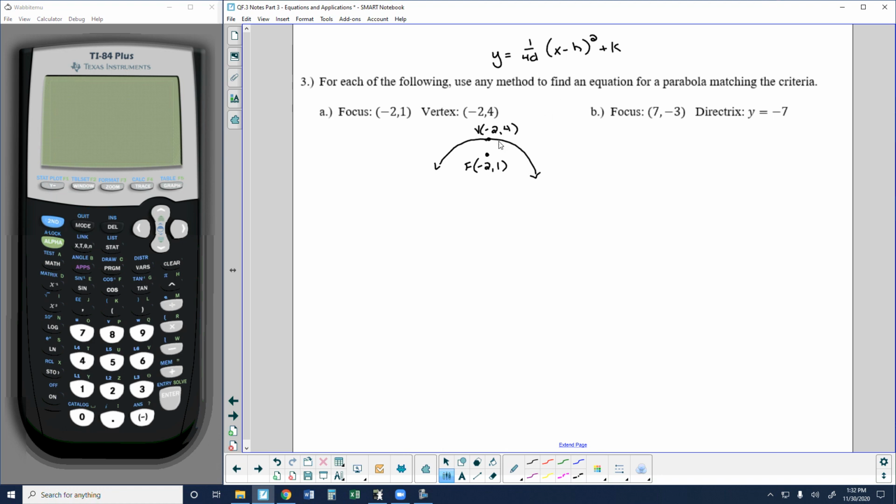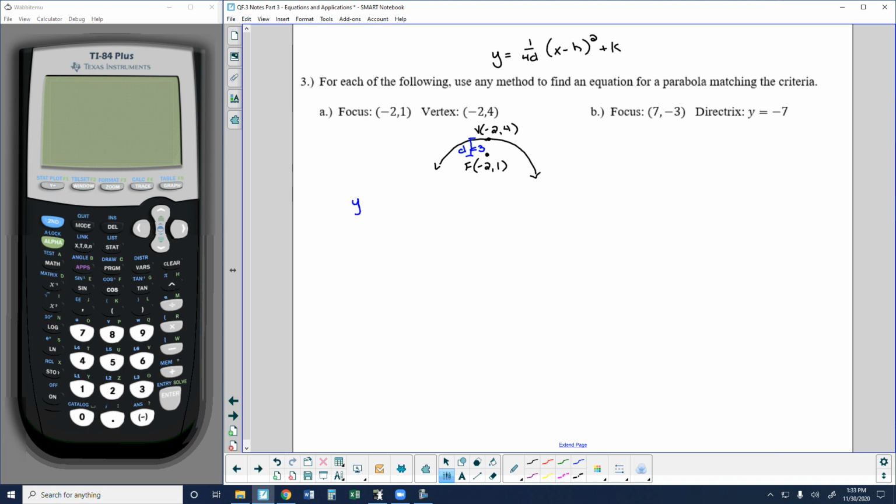I need to know the vertex to get my h and my k, and I need to know the value d. So let's start with the value d. Remember, the value d is the distance from the vertex to the focus, which is also the same as the distance from the directrix to the vertex. You can physically count this distance. You could use the distance formula, but it's a lot easier. We know that the vertex is at (-2, 4) and the focus is at (-2, 1), so the distance between these has to be 3.